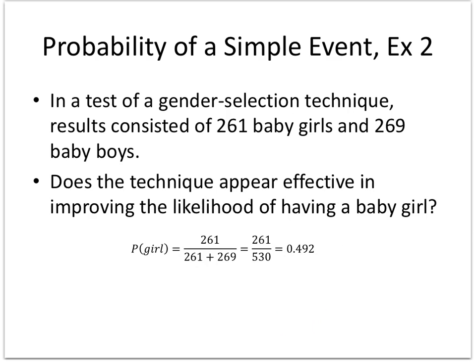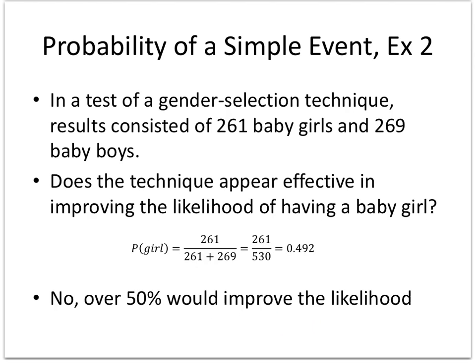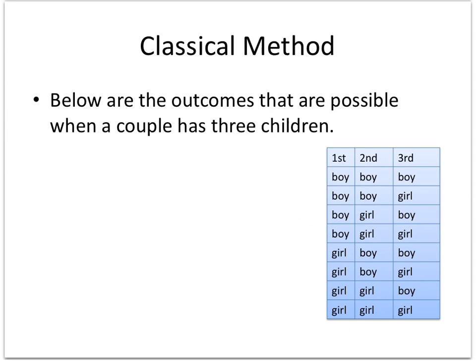Alright, does this technique appear effective in improving the likelihood of a baby girl? No, because improvement would be something over 50%, because you would guess half the time you'd get a girl, half the time you'd get a boy, or 0.5, and this is actually below that percentage, so it certainly does not improve the likelihood. Alright, below are the outcomes that are possible when a couple has 3 children.